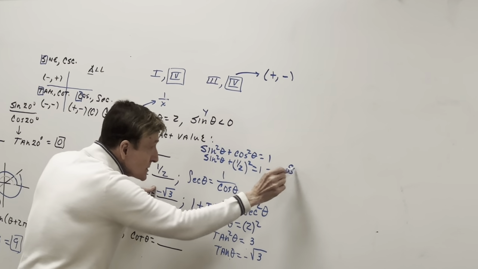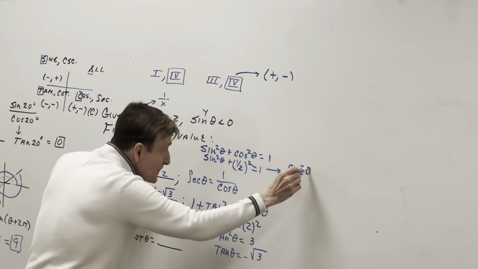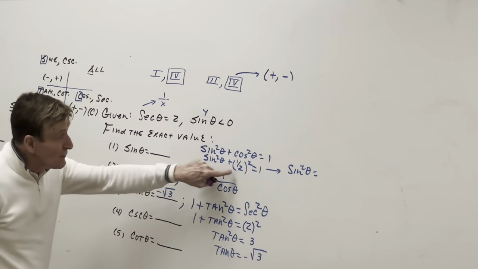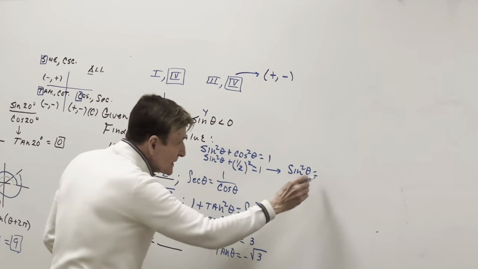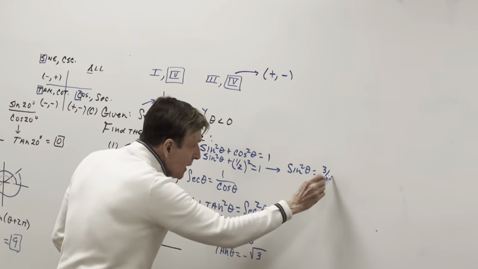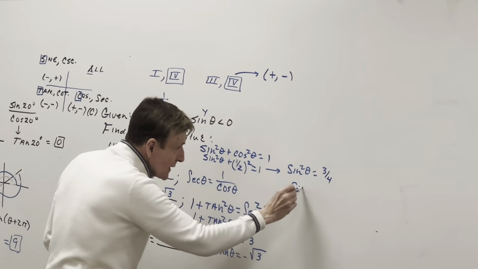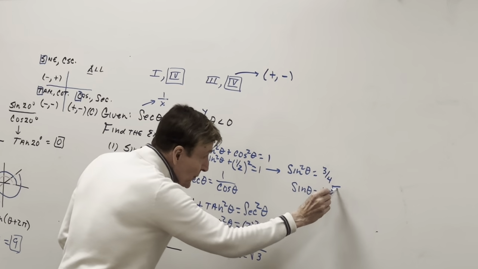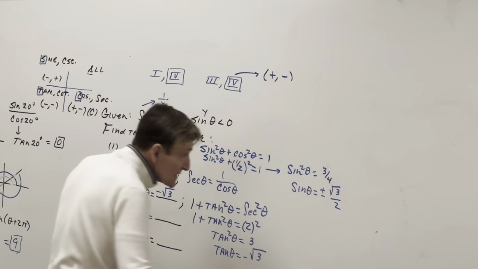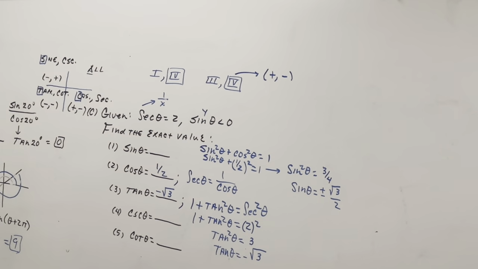So this becomes sine squared. It looks like this is 1/4. When you move it over, 1 subtract 1/4. Was it 3/4? And into a square root. At this moment, it's plus or minus radical 3 over 2. Let me step back and look at it and see if you guys will agree. Is that good? Okay. Now, is it plus or is it minus?